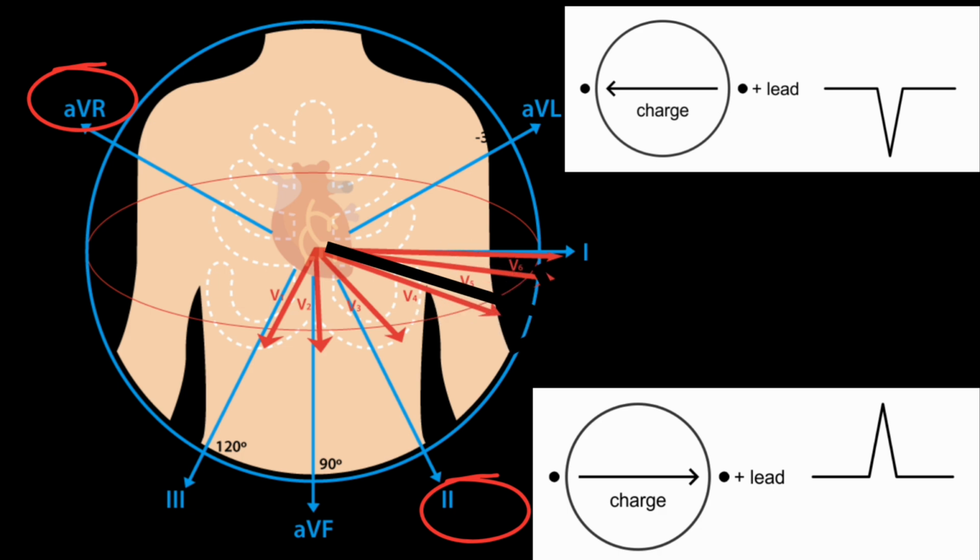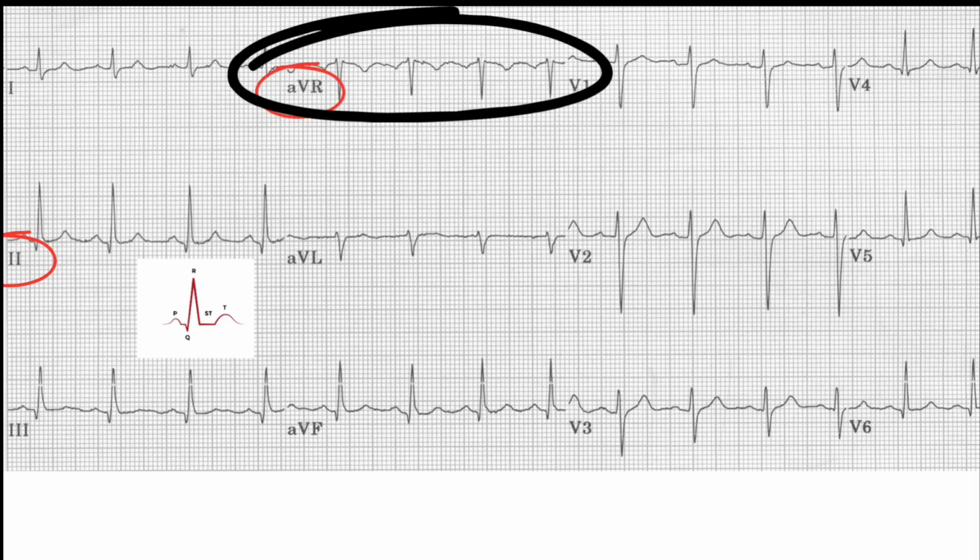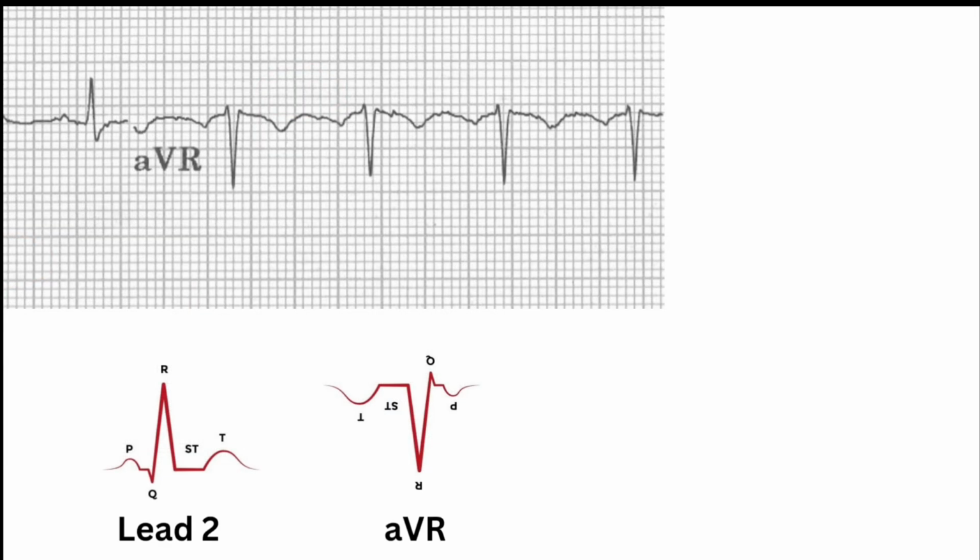Now, if you look at this ECG, there is PQRS and T wave, and it is very prominent and beautiful in lead 2. And if you look at AVR, AVR is lead 2 but upside down. AVR is fully negative. AVR is just the copy of lead 2, but fully upside down.